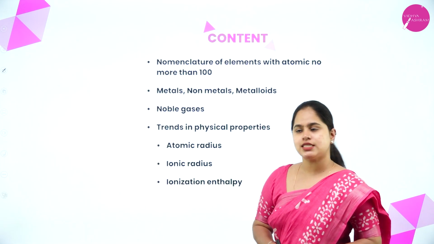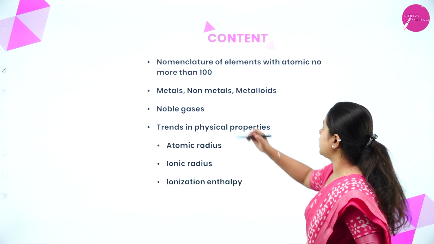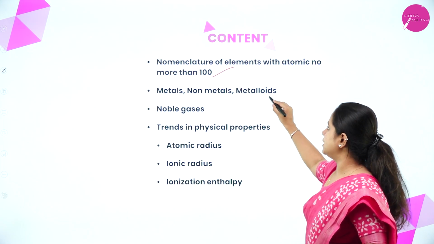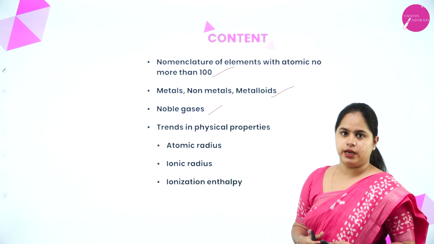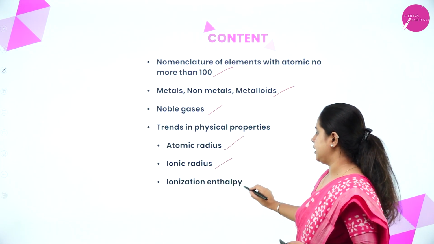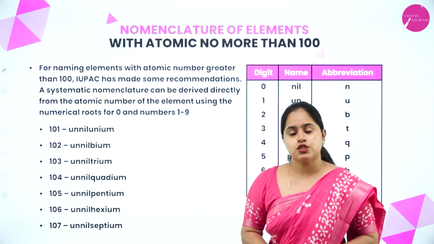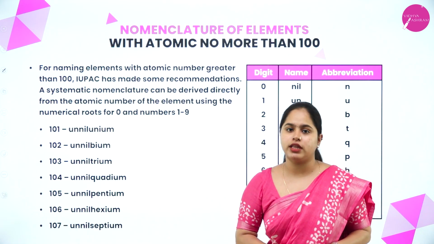Yes, so in today's session, we are going to discuss the nomenclature of elements with atomic number more than 100. Then metals, non-metals and metalloids, noble gases and trends in physical properties. Yes, we are discussing atomic radius, ionic radius and ionization enthalpy in this session. Okay, so to begin with, the nomenclature of elements with atomic number more than 100.